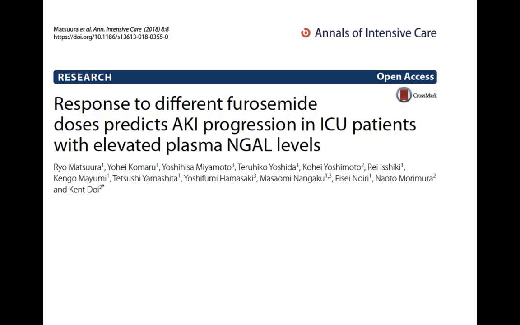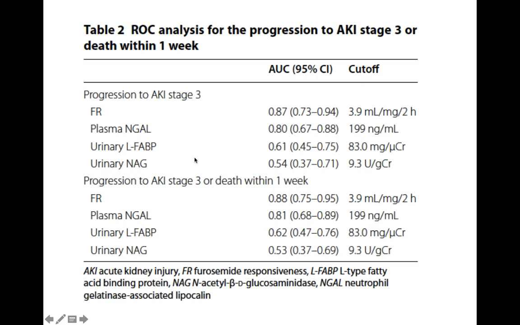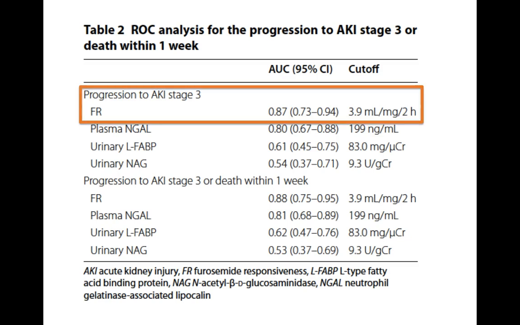Now, this is a group from Japan, and Kett Doi worked with Robbie Starr at NIH for quite some time before he returned to Tokyo with Nori's group. And Royal Matsuura put together a similar kind of test, but this time they used it with plasma NGAL, not urinary, but plasma NGAL. And what you find here is the performance of the furosemide response, which is here in FR, was around 0.87, which is very good.